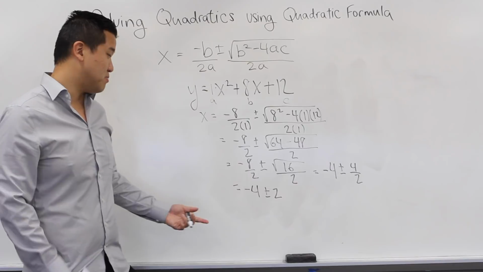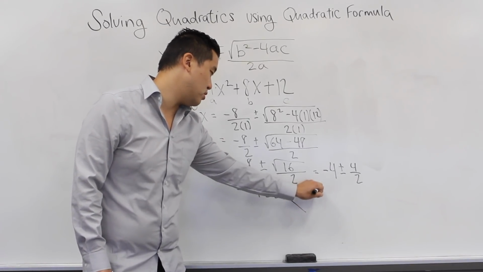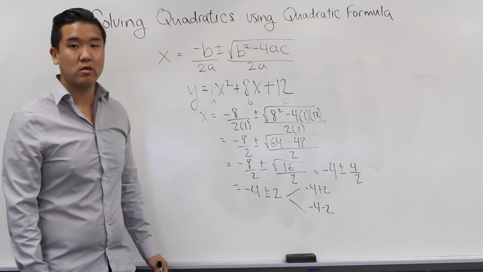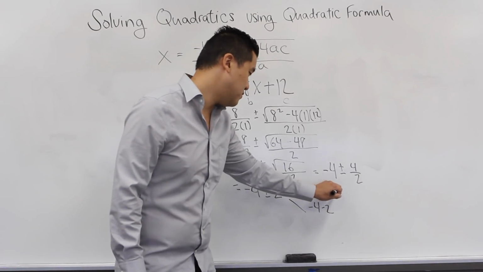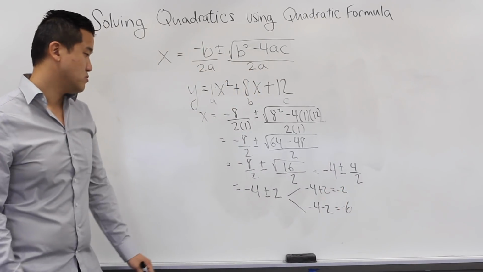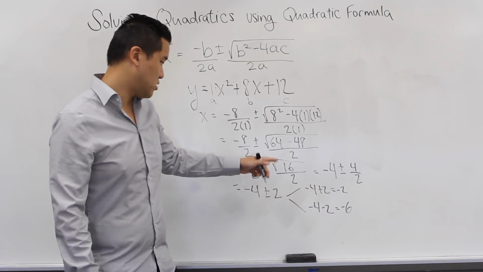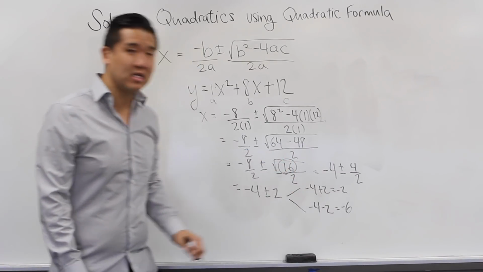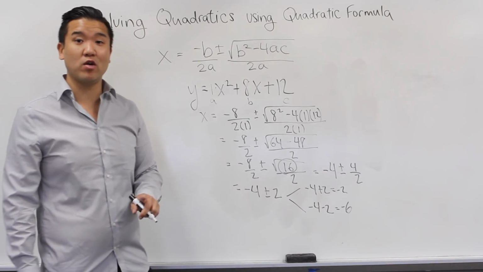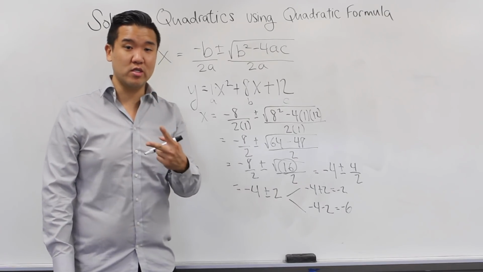What does plus or minus mean? Well, that just means two things. That means it's negative 4 plus 2 and negative 4 minus 2. So you get negative 2 and you get negative 6. So those are your two x-intercepts. Just real quick here, 16, that's my discriminant. So because it's greater than 0, how many solutions are we supposed to have? Good, we're supposed to have 2 solutions.